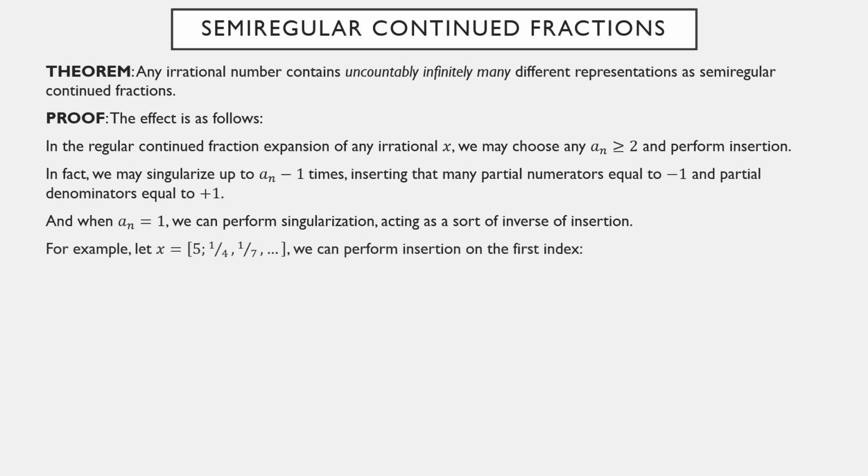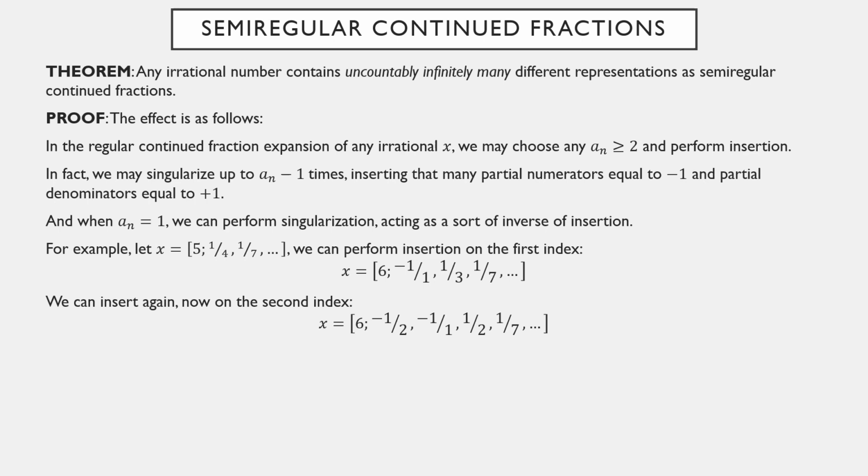So for example, suppose you have a nice regular continued fraction 5 plus 1 over 4 plus 1 over 7, etc. If you perform insertion on the first index, the one before it goes up by 1, then you insert a minus 1 over 1, then the 1 over 4 becomes 1 over 3, and everything after that point doesn't change. But now you can do insertion on that 1 over 3. The denominator before it goes up by 1, you insert a minus 1 over 1, the 1 over 3 becomes 1 over 2, and everything after it doesn't change.